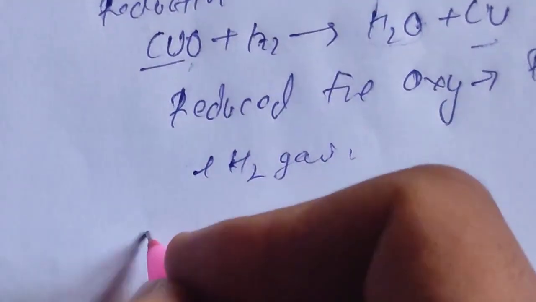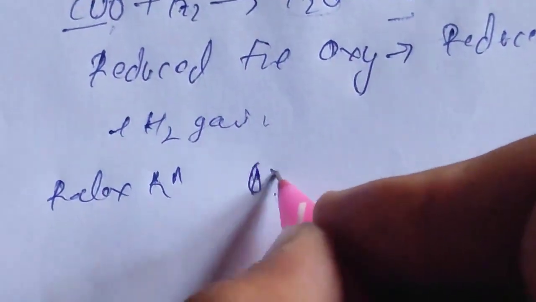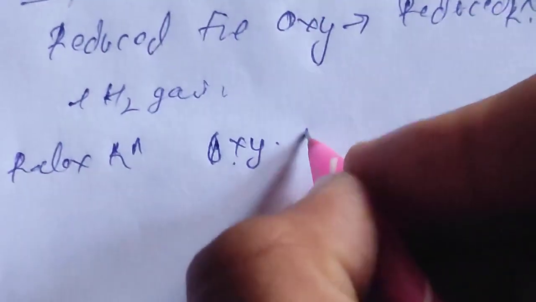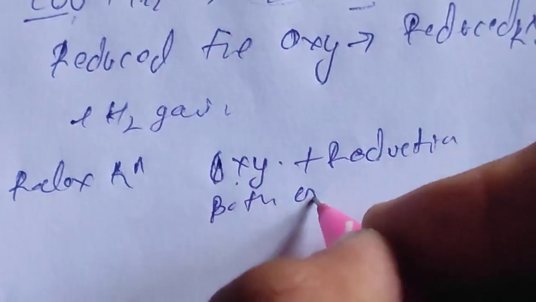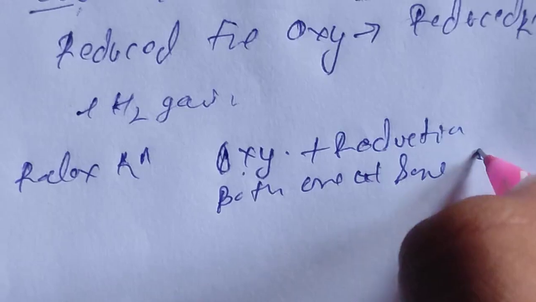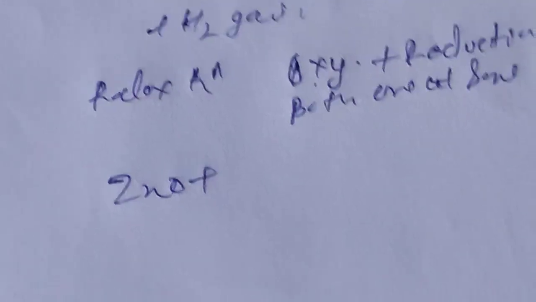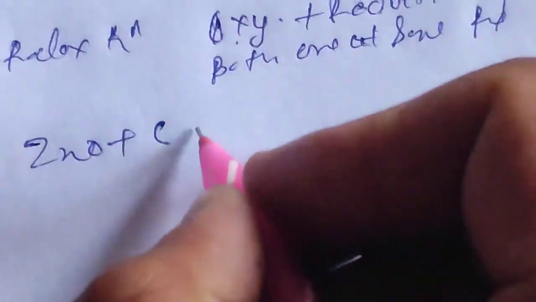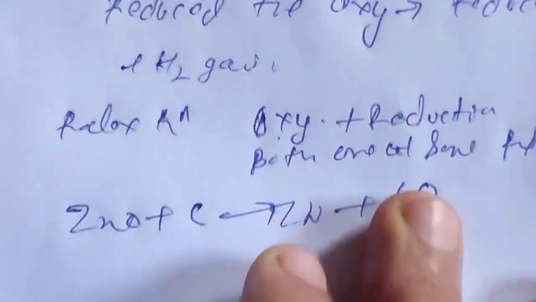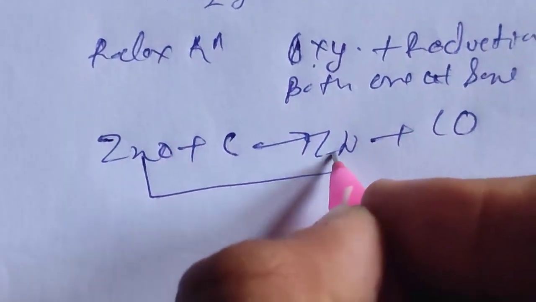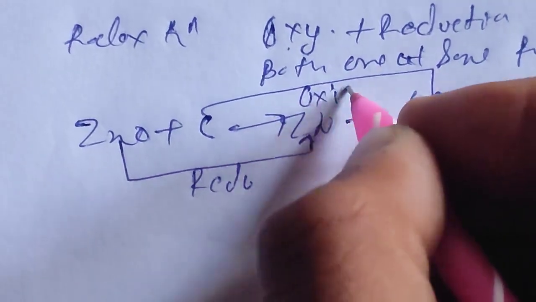And let's talk about the redox reaction. When we talk about a redox reaction, it means that oxidation plus reduction are both in the same reaction, and it's called a redox reaction. For example, I take the case of ZnO plus carbon. The carbon gets oxygen and Zn is reduced. So in this case it loses the oxygen, so that is reduction, and it gains the oxygen, so that is oxidation.